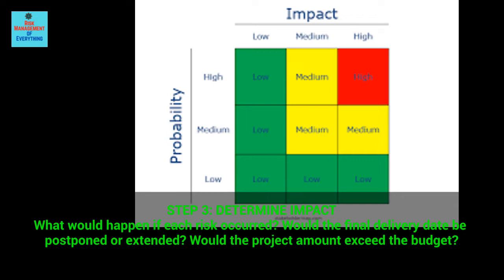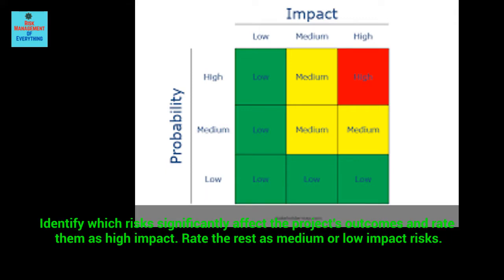Step 3. Determine impact. What would happen if each risk occurred? Would the final delivery date be postponed or extended? Would the project amount exceed the budget? Identify which risks significantly affect the project's outcomes and rate them as high impact. Rate the rest as medium or low impact risks.